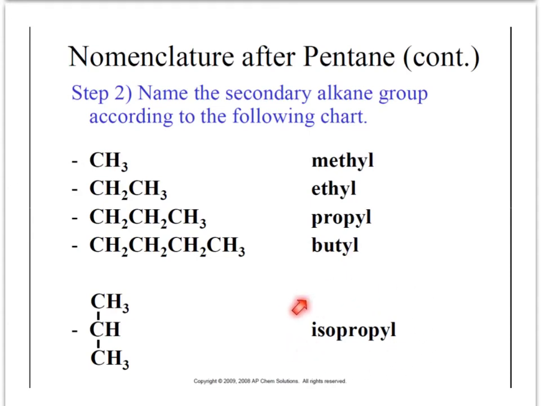And then isopropyl, we mentioned that before. Isopropyl would be a branch off like this guy right here. So it's got the 3 carbons coming off of it. So when you see this one, it's an isopropyl. If you see one of these 4, they're methyl, ethyl, propyl, or butyl.